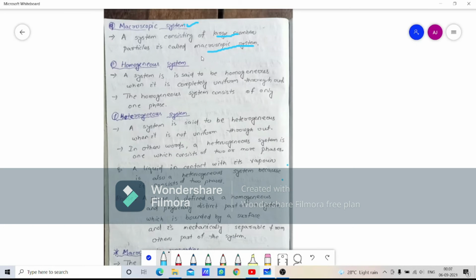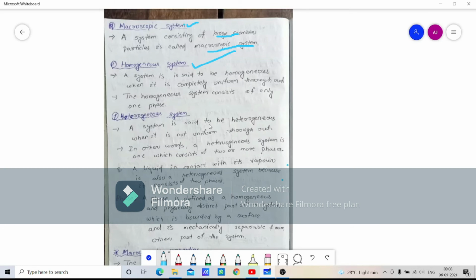Then after that, the homogeneous system. A system is said to be homogeneous when it is completely uniform throughout. That means in a system if the same kind of particles, with one phase, are present, the system is known as a homogeneous system. That means one kind of particles are present in the system, then that is known as the homogeneous system. Then after that the heterogeneous system.